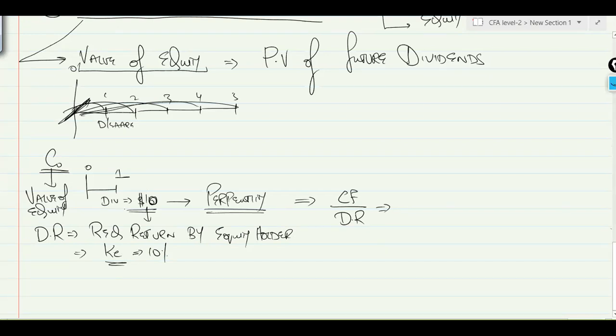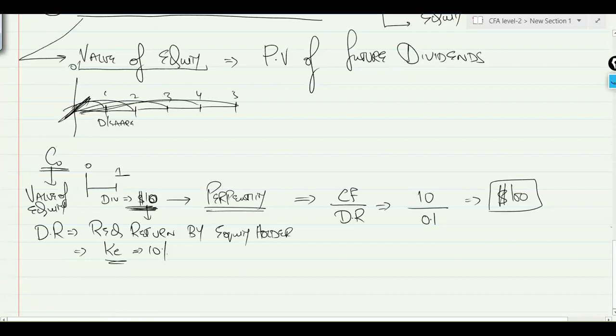Simply the cash flow is dividend in my case, which is $10 divided by 0.1. So $100 is the value of equity per share as per the dividend valuation model. So the dividend valuation model suggests the company per share value is $100. So I've just drawn a basic idea of how we compute value in the dividend valuation method.